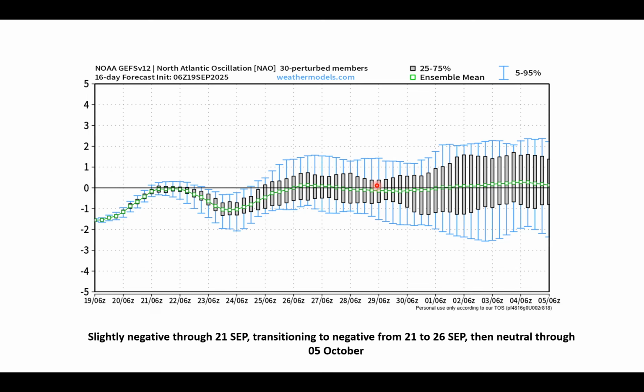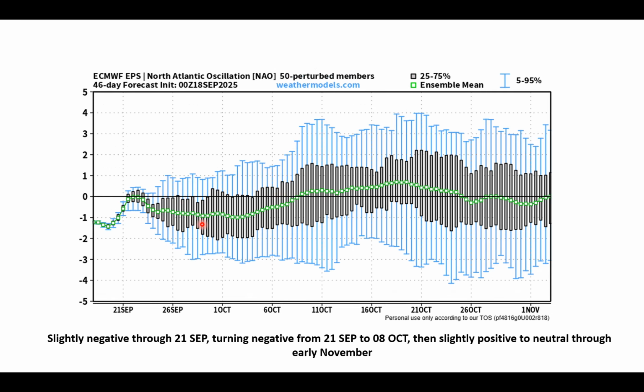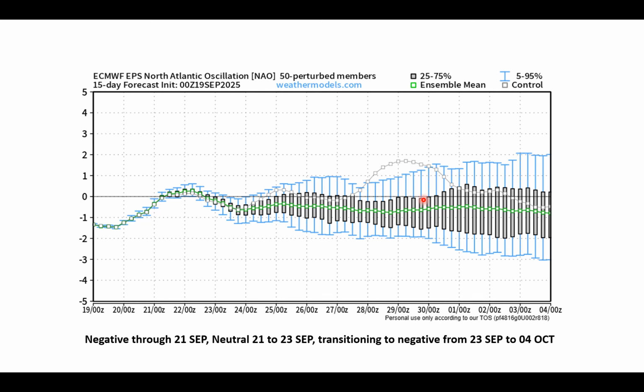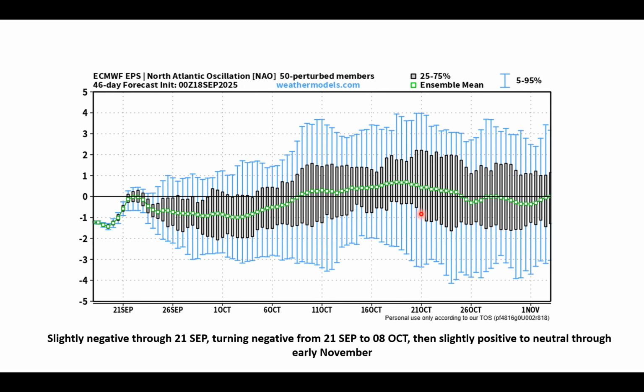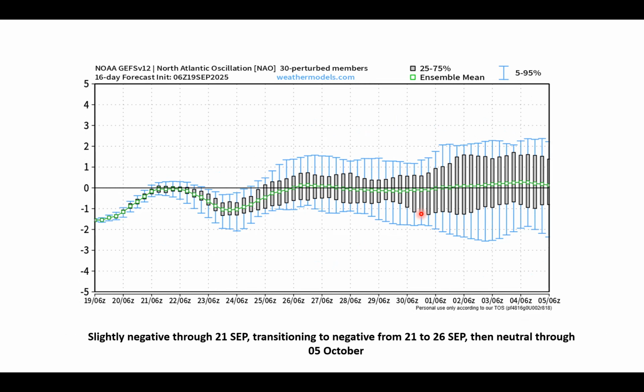So this is a little bit different, right? The GEFS V12 NAO model, a little bit different. You see that the EPS is pretty bullish about the NAO going negative longer, generally from the 21st of September timeframe to about the 8th of October. Whereas the GEFS V12 is saying, yeah, it'll go negative, but it's not as long. And then the NAO becomes more neutral the rest of the way through early October.